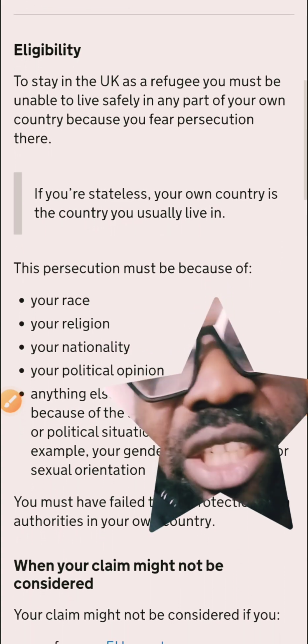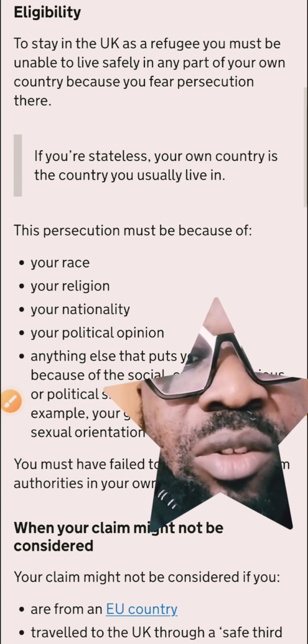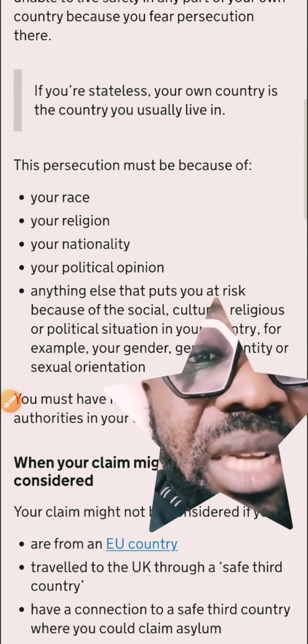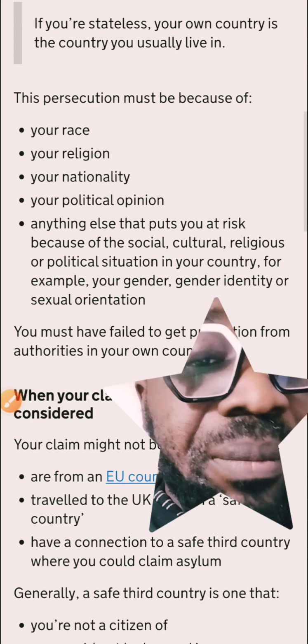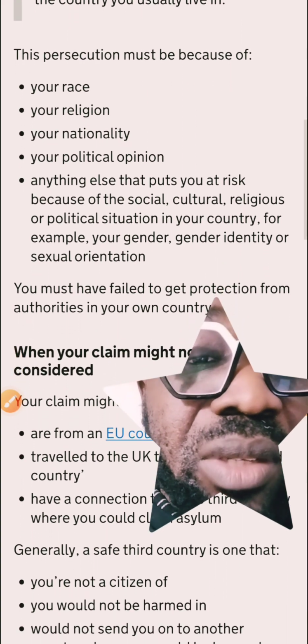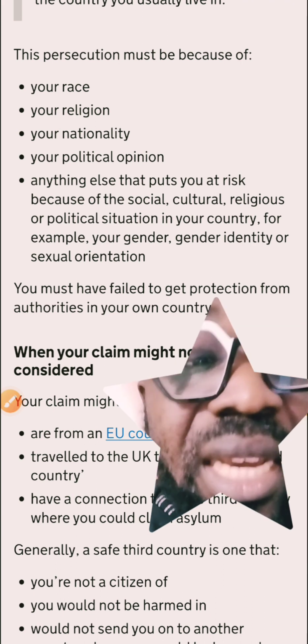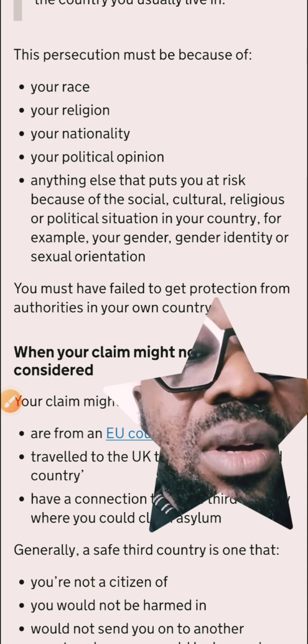Secondly, your religion. If you're being persecuted maybe because you're a Muslim or you're Christian, and you're being persecuted for that from your state where you're coming from, then you have a case to seek asylum in the UK. Then, thirdly, your nationality. You can use that too as the basis for your case to apply for asylum.